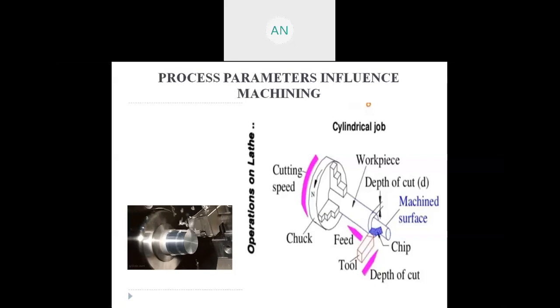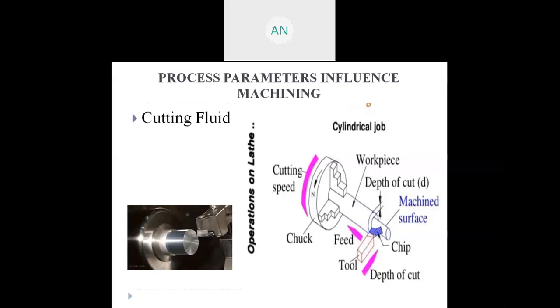So that is the expansion of V into F into D into Taylor's tool life equation, T equal to the exponential factor of C. So these are the basic parameters that are going to influence the machining operation.